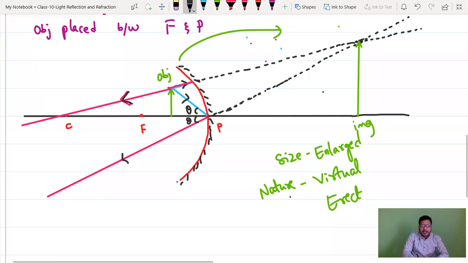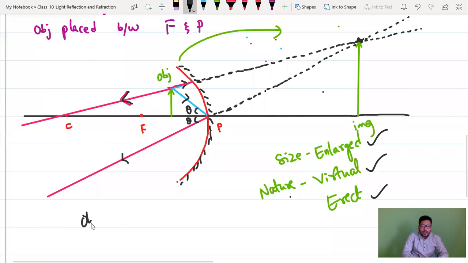Second light ray, if it is passing through C, I mean if it is touching the mirror at the point C, that reflects back through C, and you can draw an imaginary line for the second reflected ray. Both imaginary lines will meet at this point where the image is formed. So the image will be enlarged, virtual, erect.